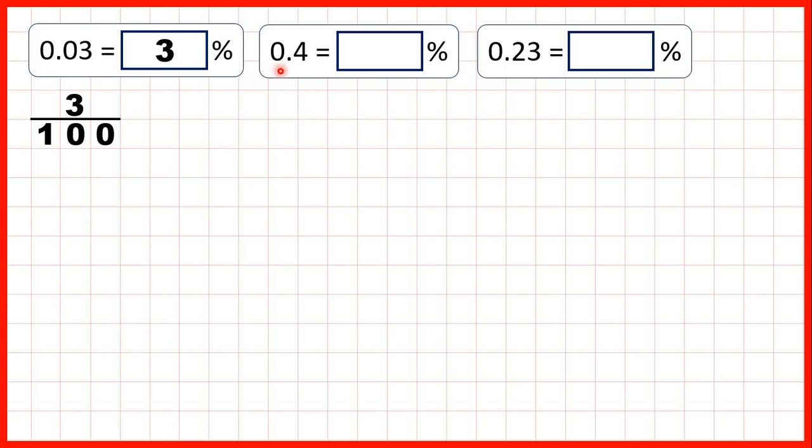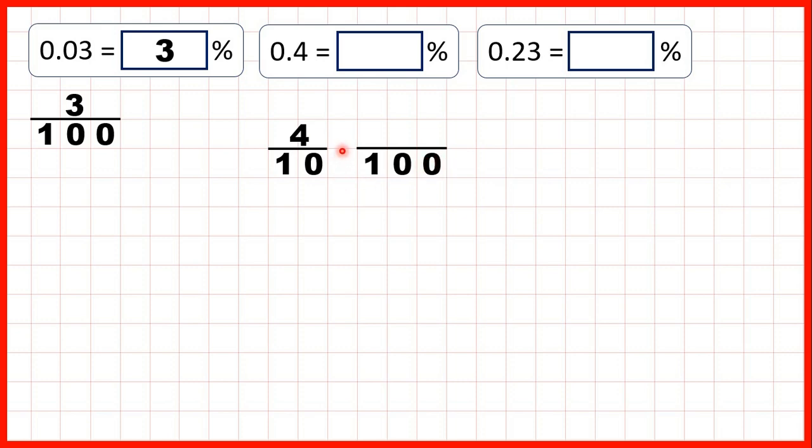Now we have 0.4, and here we need to be careful. Remember, the first digit after the decimal point is the tenths digit, so 0.4 means that we have 4 tenths. But a percentage is always a fraction which has a denominator of 100, so we need to find a fraction equivalent to 4 tenths with a denominator of 100.